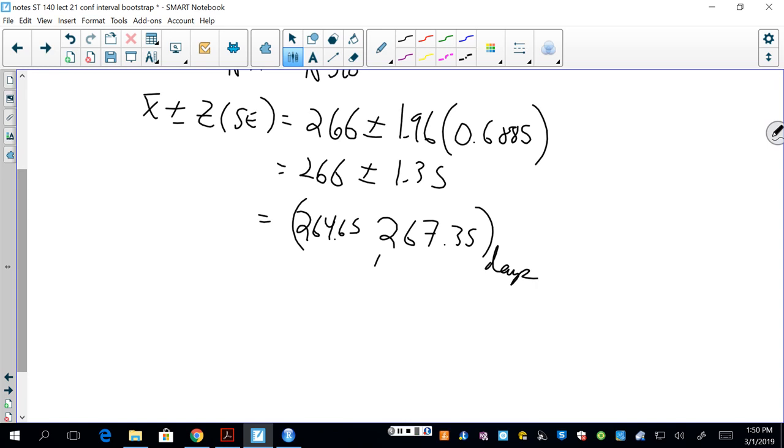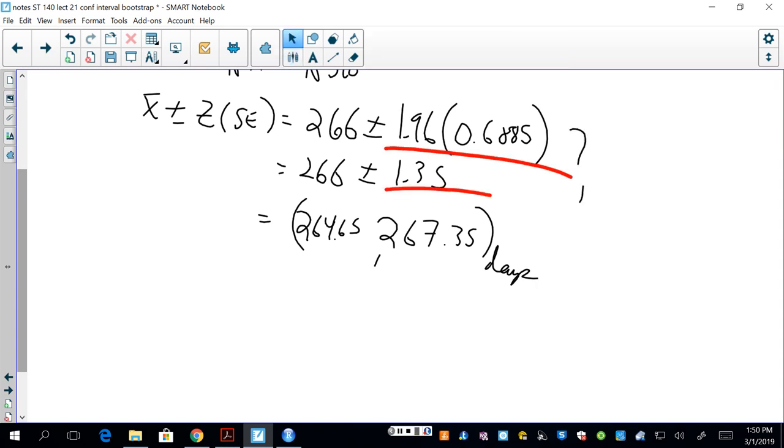There's a lot less uncertainty. Still, 266 is right in the middle, that's our estimate, but this expresses the uncertainty relative to the sample size. This term over here, the Z-value times the standard error, is usually referred to as the margin of error, the half width of the confidence interval.